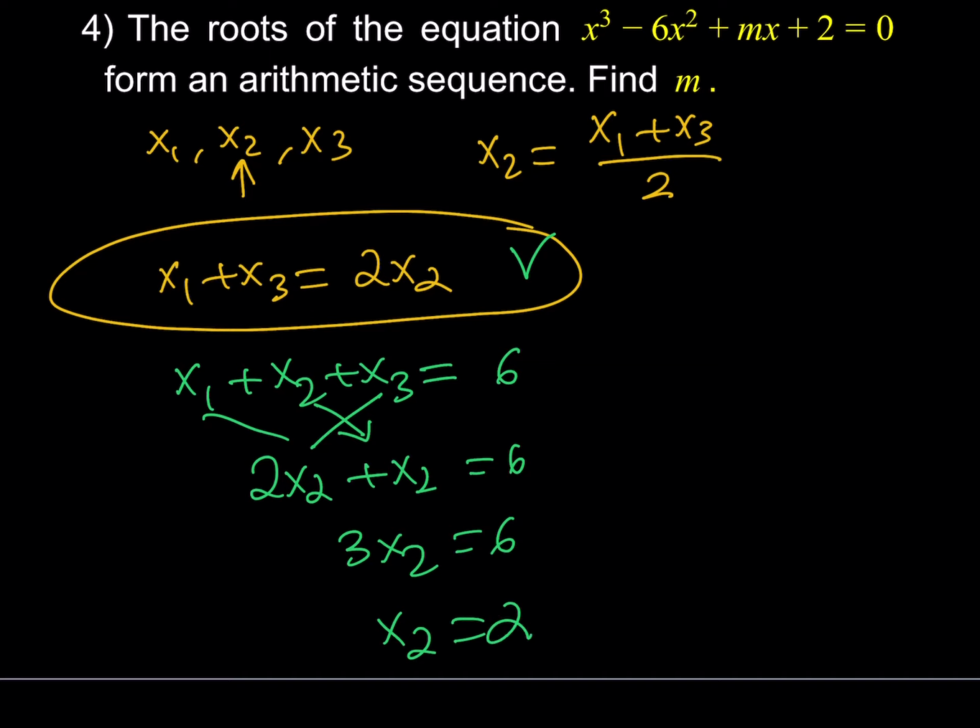So I was able to find one of the solutions of this equation, and what I can do is just plug it in because this is supposed to satisfy the equation if it's a root, right? So let's go ahead and plug it in. If x is equal to 2, then we'll be getting 2 cubed, which is 8, minus 6 times 2 squared, which is 6 times 4, which is 24, plus 2m plus 2 is equal to 0.